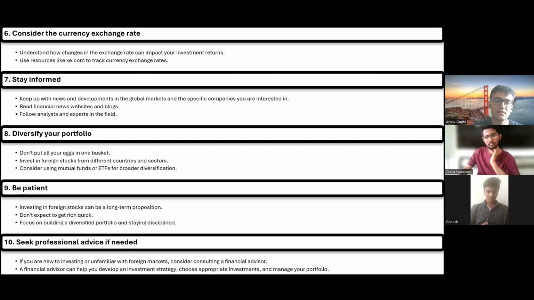Eighth, diversify your portfolio. Don't put all your eggs in one basket. Invest in foreign stocks from different countries and sectors. Consider using mutual funds or ETFs for broader diversification.